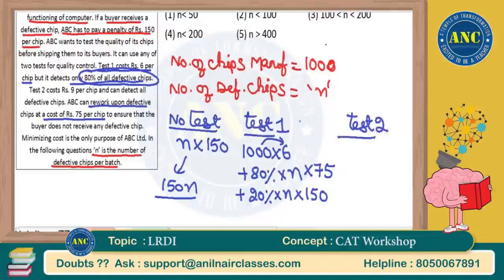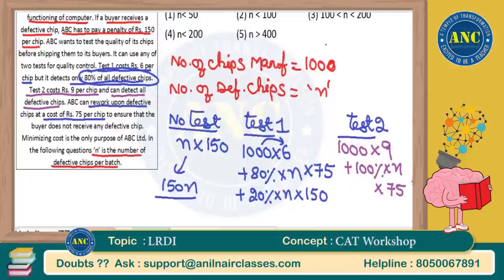Now, because test 1 is handled by an inexperienced person, I kept an experienced person for test 2. Test 2 costs 9 rupees per chip. Because he is experienced, he is charging more. It is 1000 into 9. He can detect all defective chips, so 100% of N will go for rework, at 75. I hope these 3 equations are very, very clear to you.